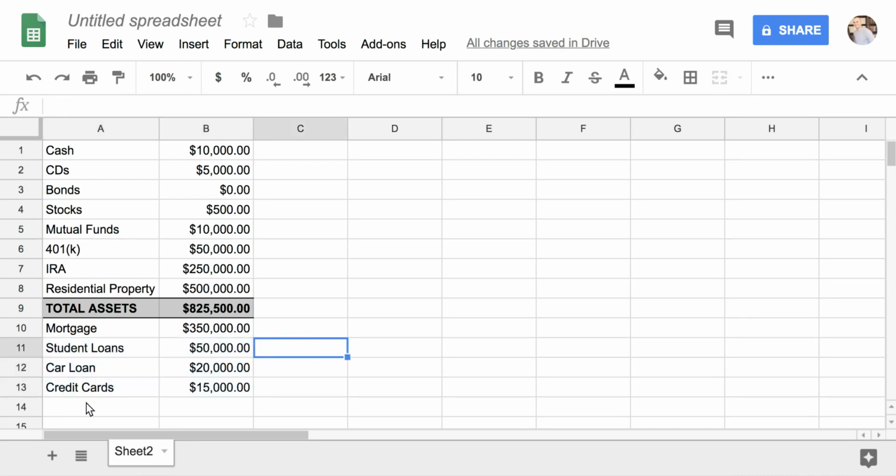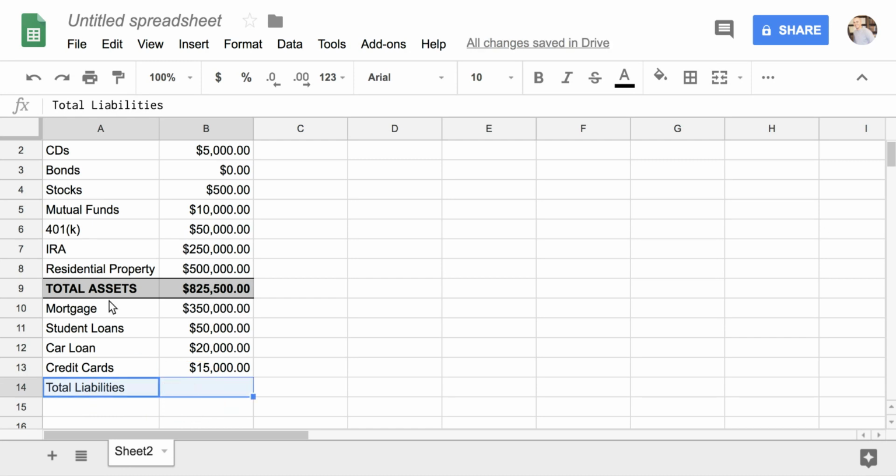Now let's get to the total net worth. So we'll call these total liabilities. Right. These are all liabilities because they take money out of your pocket. You have to pay bills. You have to pay interest fees. Versus assets, you don't have to do that.